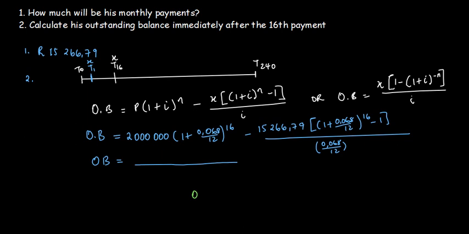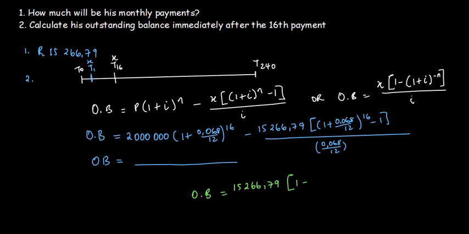I'll just write it at the bottom here. So you would say X, right? X would be the monthly payments that you are making. This one you're using the present value formula. This one you're using compound and future value. All right. So here you'd say 15,266.79, right? 1 minus, right?